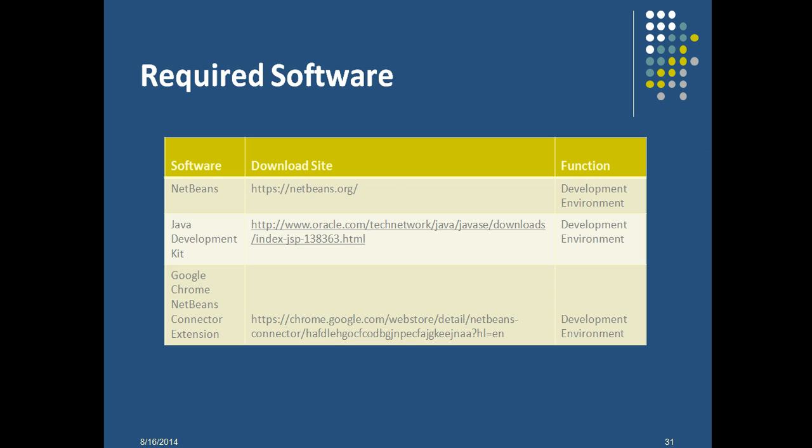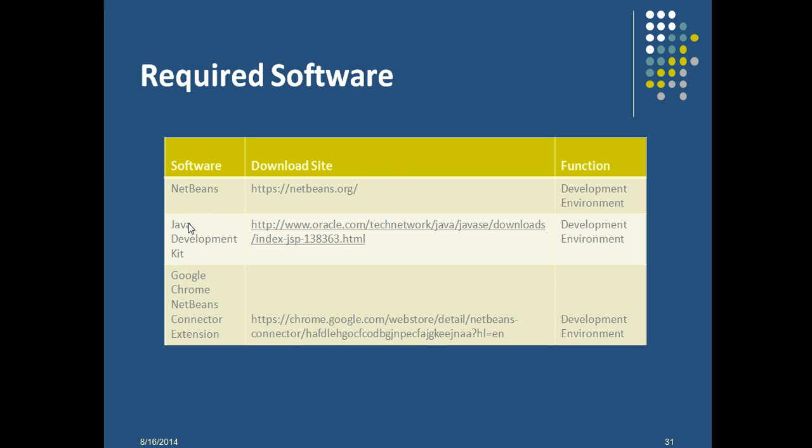The last thing that we're going to install as part of our development environment is an extension for Google Chrome. By the way, Google Chrome is going to be the main browser that we're going to be using to display our websites. But we're going to install an extension to Google Chrome that's going to allow us to connect to it from within NetBeans. Okay, so 3 different pieces of software we'll be installing.